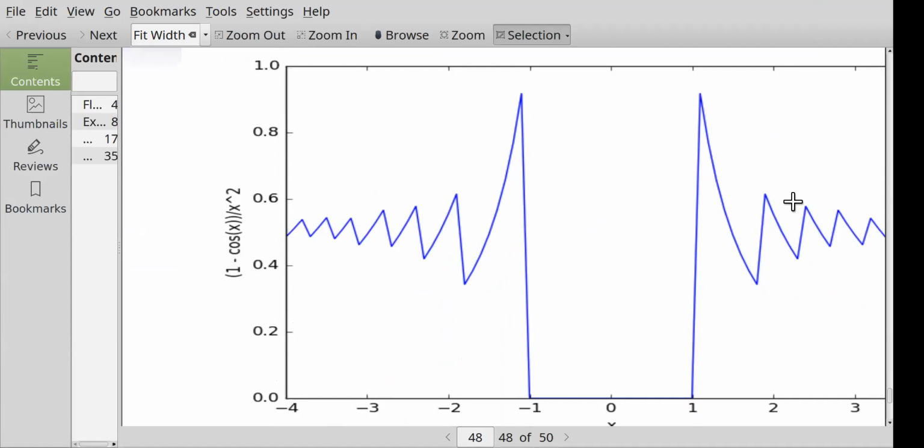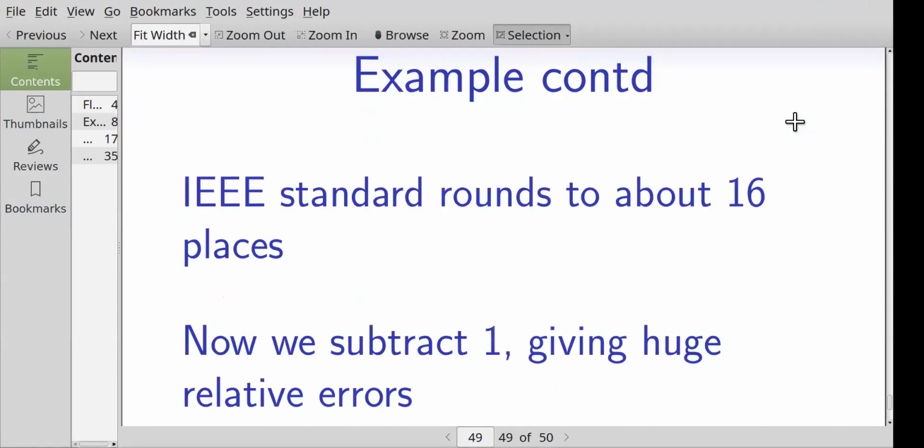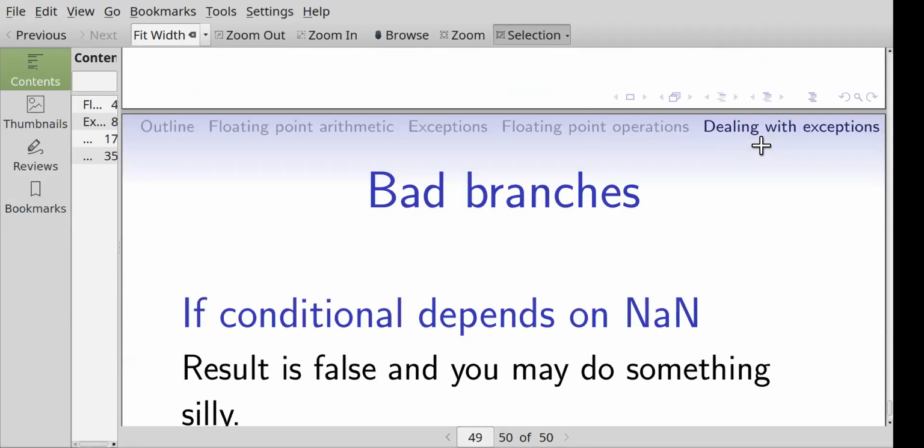Yeah, we get some really bad results. So what happened? Okay. These are the huge relative errors. Remember we talked about subtraction. You can get huge relative errors. So this is what's happened here. Very bad result. Okay. All right.